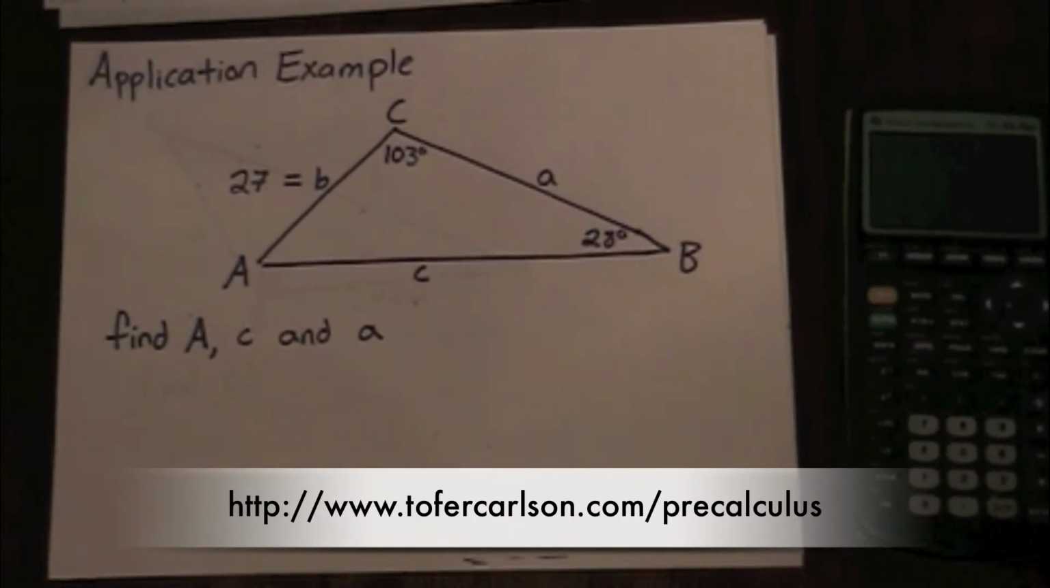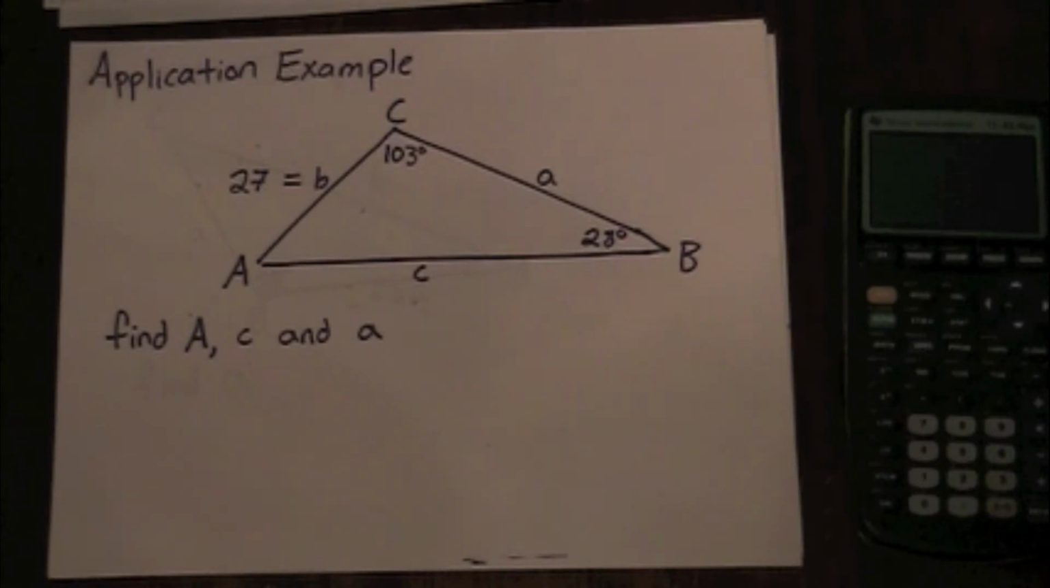Here we can see an oblique triangle. We don't have any right angles, which would make this pretty easy to solve. I know one side length, which is side AC, which has a length of 27. And I know two angles. I know angle C and angle B, with 103 degrees and 28 degrees respectively.